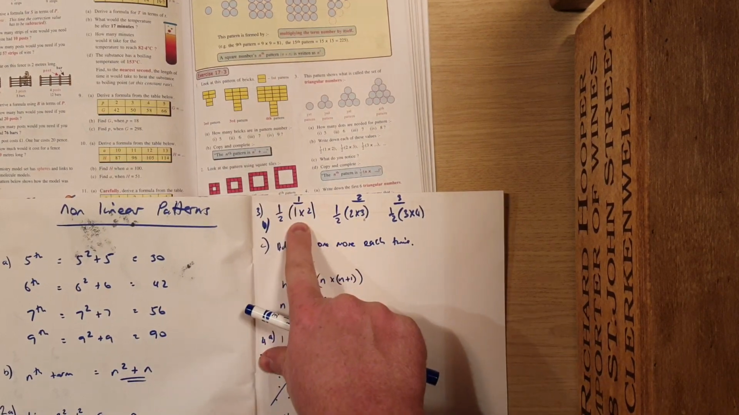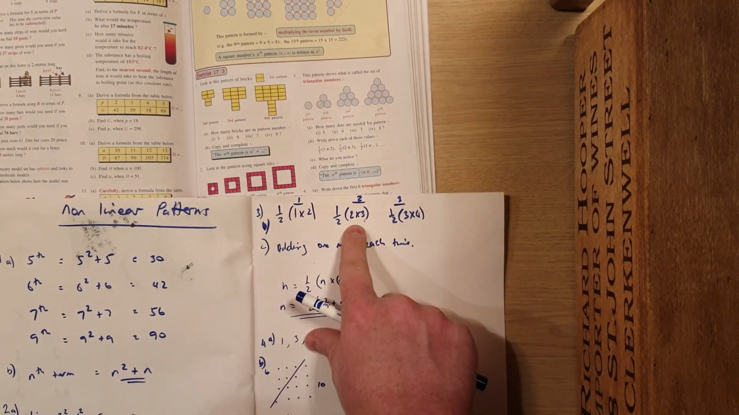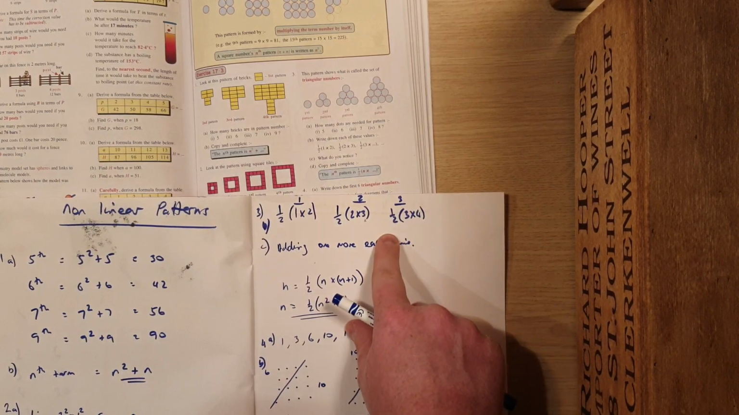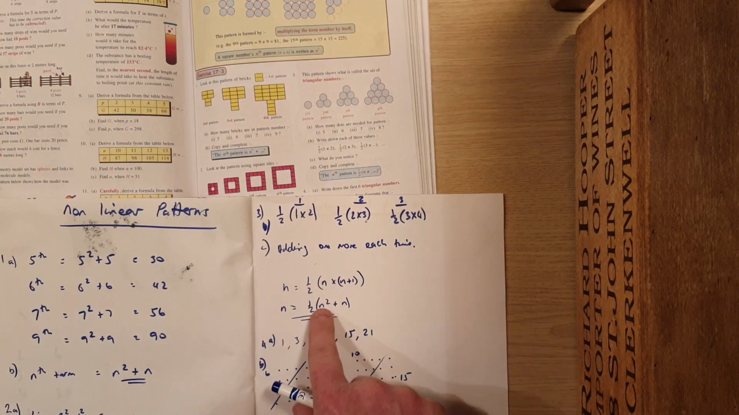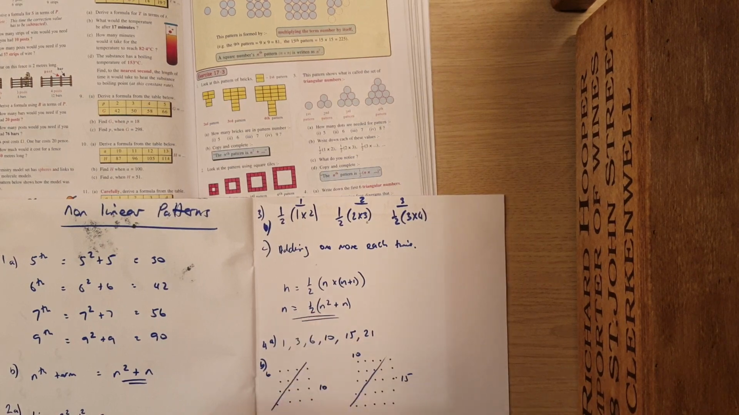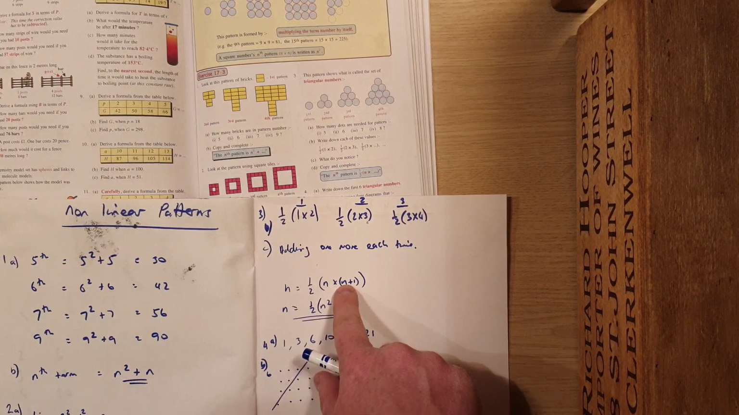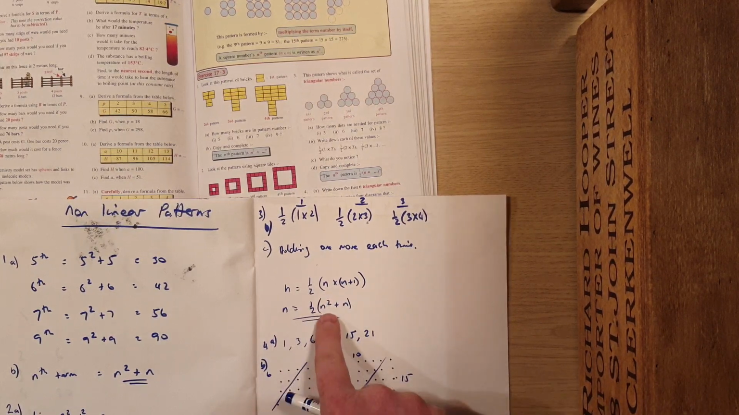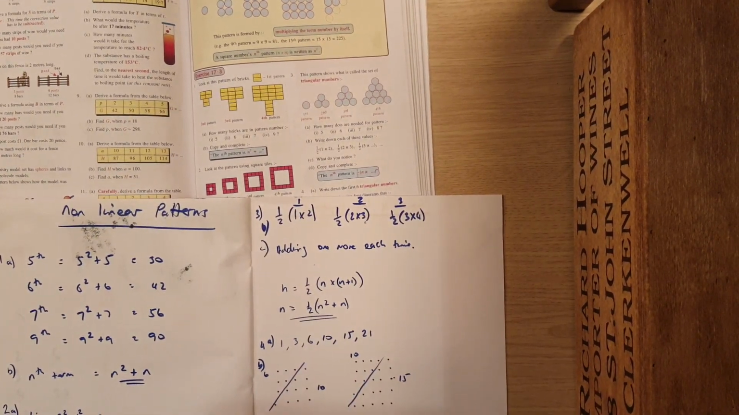So for the first pattern, it would be 1 times 2, and then you half it. For the second pattern, it would be 2 times 3, and then you half it. For the third pattern, it would be 3 times 4, and then you half it. So if you were to write that down in terms of n, it would be n squared plus n, and then you half it. And the reason you would get to that is because you would have n times n plus 1 more, and then half it. And if you multiply out that bracket, you get n squared plus n, and then you're halving it.